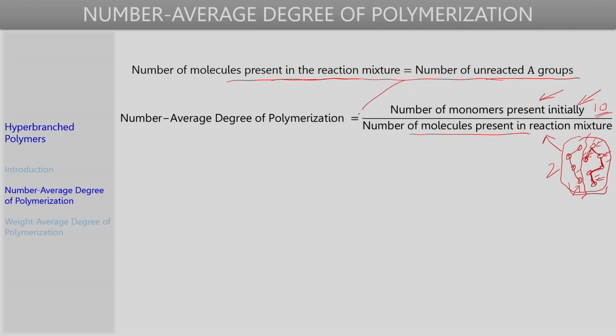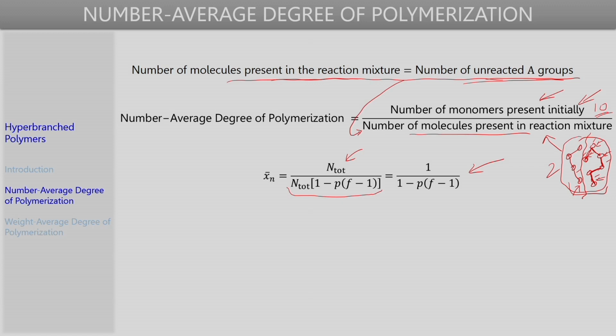So, in the denominator that we have here, we can replace this by the number of unreacted A groups, and if we do that, the number of monomers initially present was n tot, that is what we have considered, and the number of molecules present in the reaction mixture, we have replaced that by the number of unreacted A groups present, and the expression for that we already discussed in the previous slide, that is this. So, that gives the number average degree of polymerization to be 1 over 1 minus p times f minus 1. Okay. So, this is an expression that is valid for a hyperbranched polymer that forms where the value of f should be greater than 2.